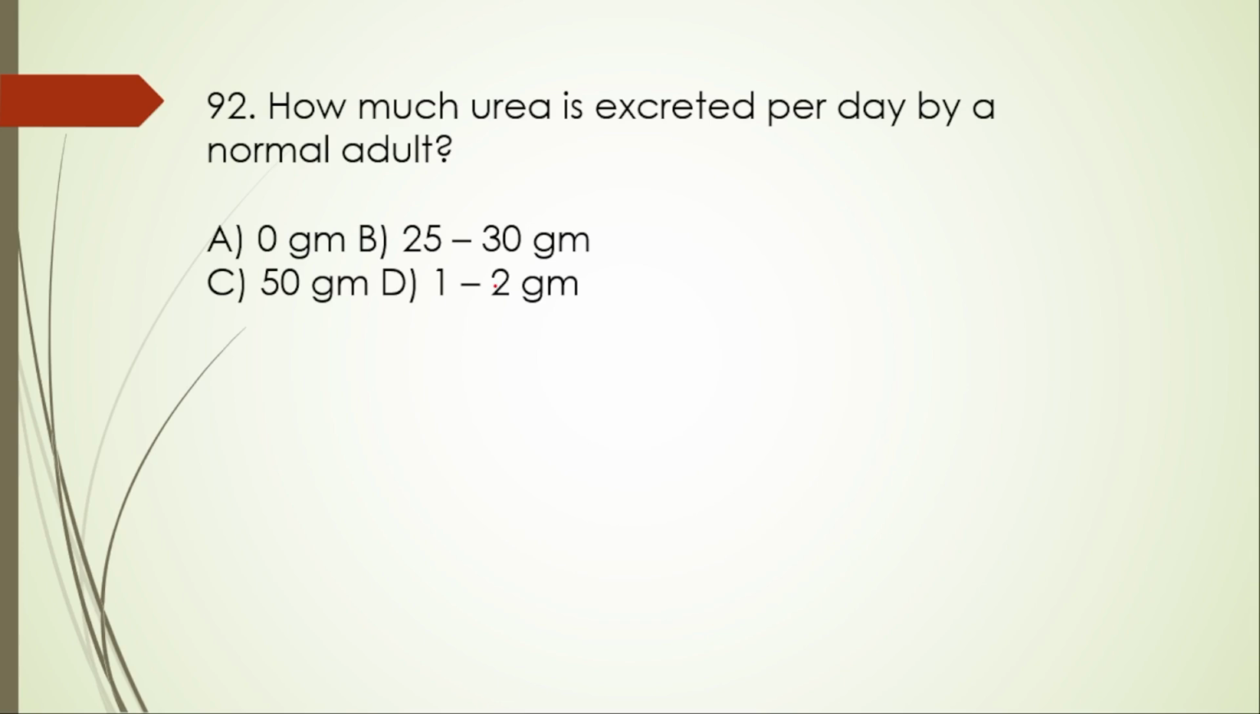Next, 92. How much urea is excreted per day by a normal adult? A, 0, B, 25 to 30 grams, C, 50 grams, D, 1 to 2 grams. So here the right option is B, 25 to 30 grams of urea.